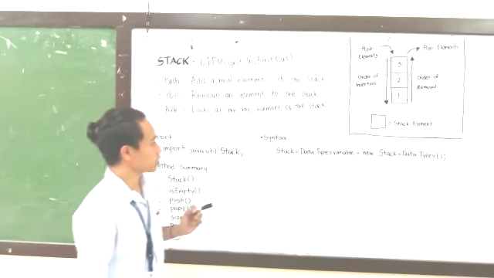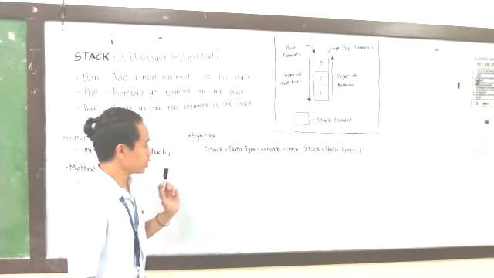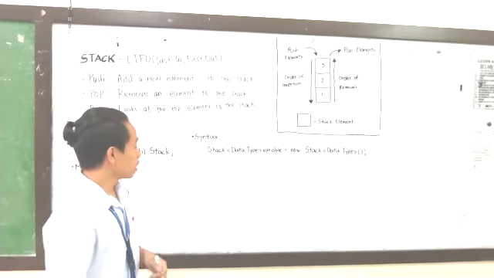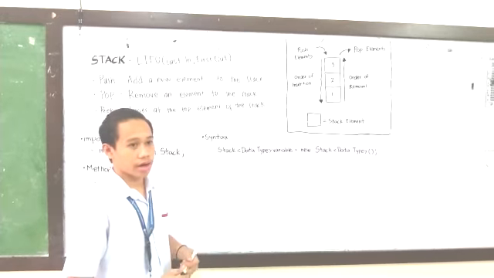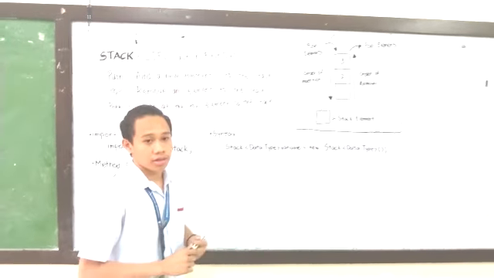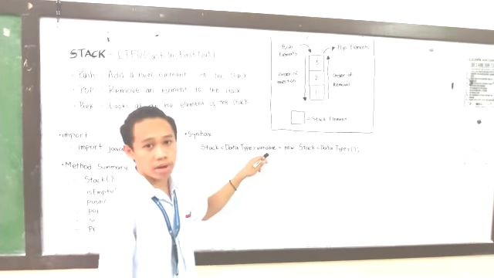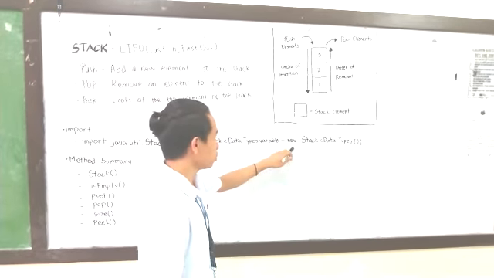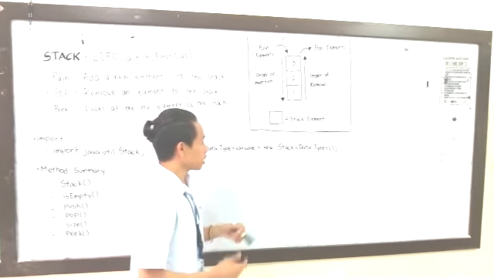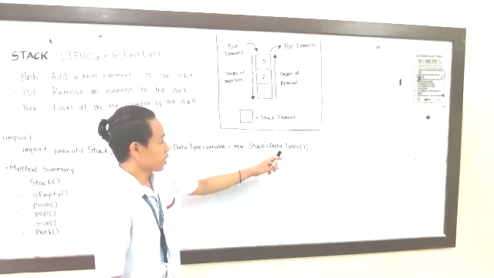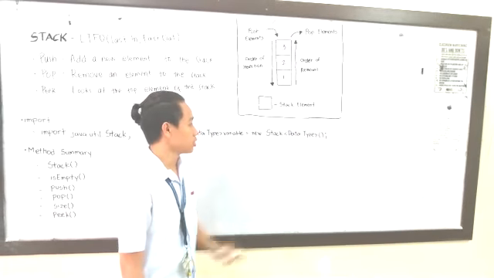So we're going into the syntax. Stack, then less than and greater than, and between them is the data type. To clarify things, examples of data types are strings or integers. After that comes the variable, whatever variable you want, then equals new stack again, then less than and greater than with the data type again, then open and close parentheses, and end with a semicolon.